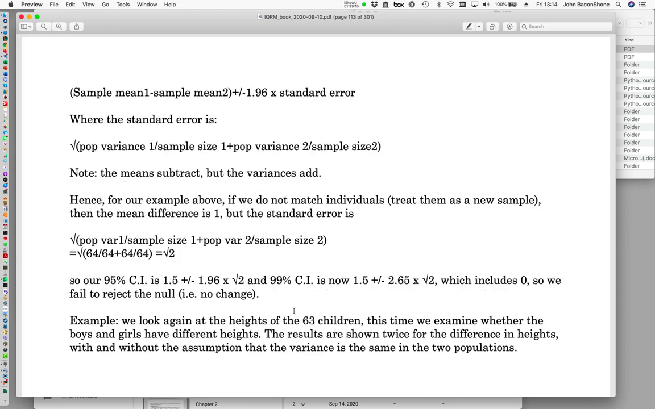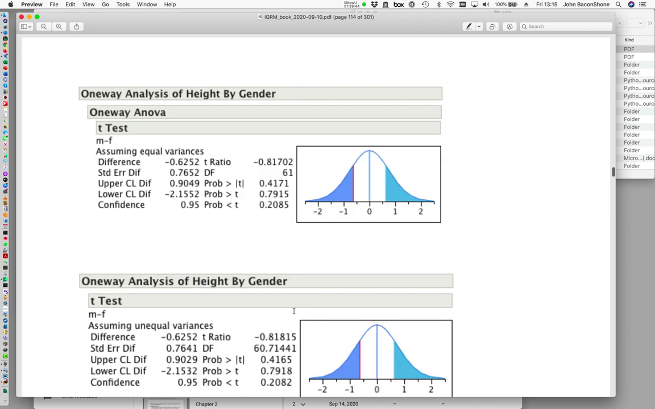Okay, so let's have a look at an example of the 2-sample t-test. This time we're going to look again at the heights of 63 children, but this time we're comparing the boys and the girls. So the question is, are the boys and the girls different in height? We're going to look at this in a pooled situation and a non-pooled situation. In other words, we'll look both with the assumption of equal variance and without the assumption of equal variance.